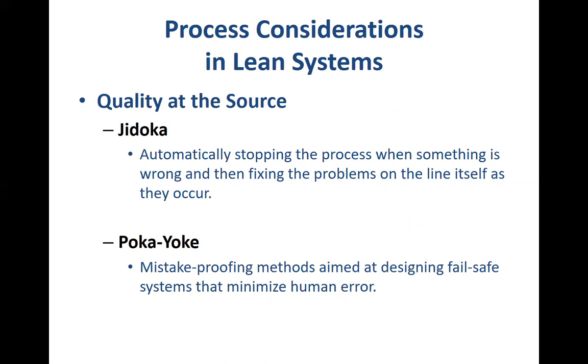And within this, we have certain techniques and approaches that help in ensuring that the quality is maintained while the production is going on. The first one is what we call jidoka. It's again a Japanese term which refers to automatically stopping the process when something is wrong. So once production is going on and one worker realizes that something is not working well, then instead of continuing the production, that process should stop. And first, that problem should be fixed on the line, and then the process should begin. So this is the idea of jidoka.